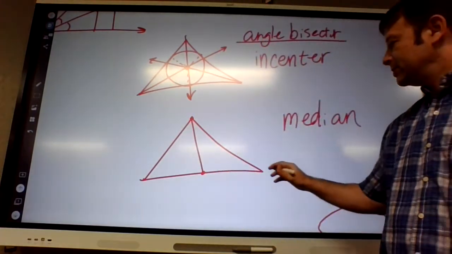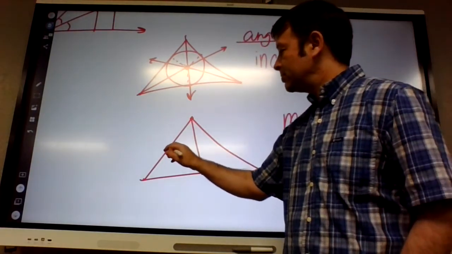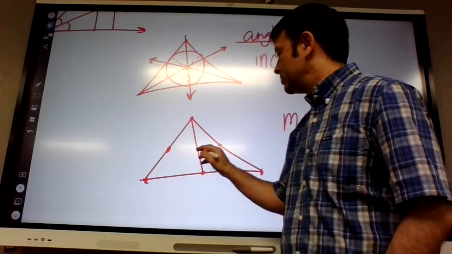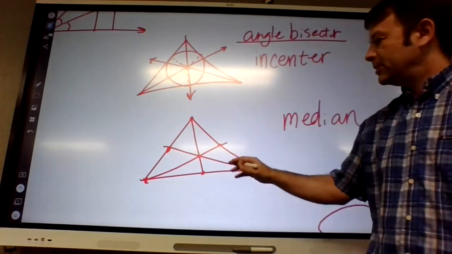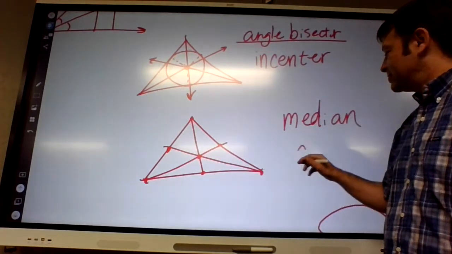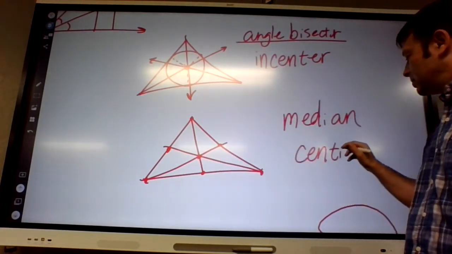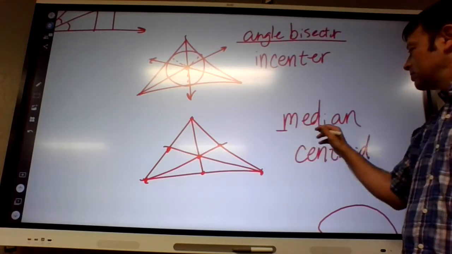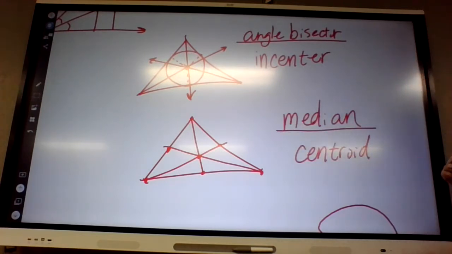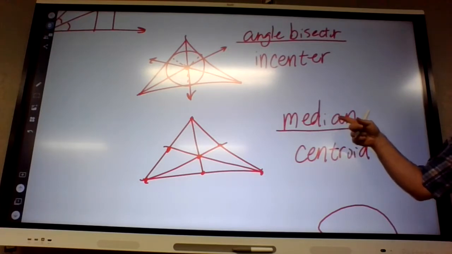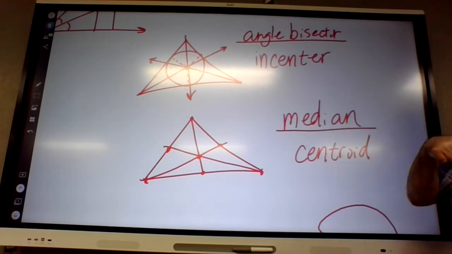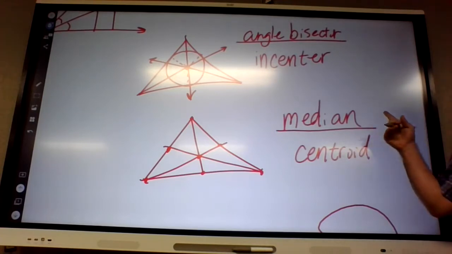Something like that. So vertex to the middle, vertex to the middle. And the place they meet at is called the centroid. I think this is kind of easy to remember because median sounds like middle and centroid sounds like center. So they kind of mean the same thing. Median, centroid.